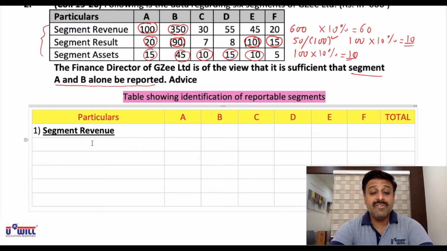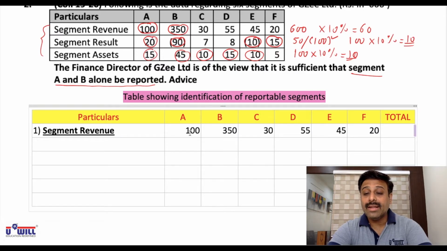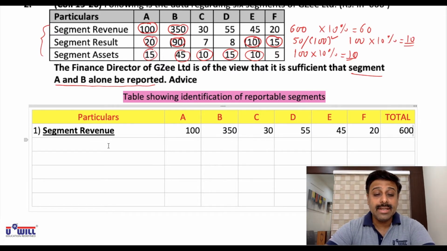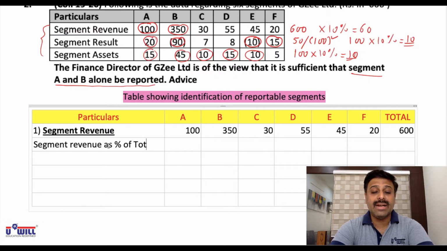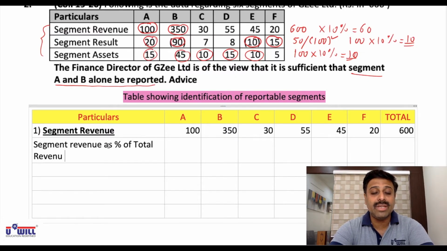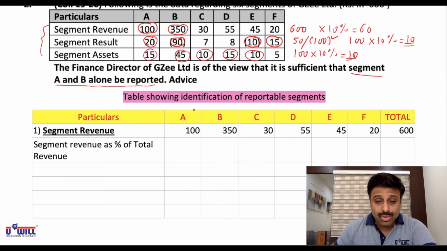Understand this. First we write all the segment revenues: 100, 350, 30, 55, 45, 20, and total as we already did, 600. Now you find segment revenue as percentage of total revenue. Segment revenue as percentage of total revenue means, first example I'll show you. Okay, first one I will show how it is calculated. So all of you show the first one, how will you calculate it?